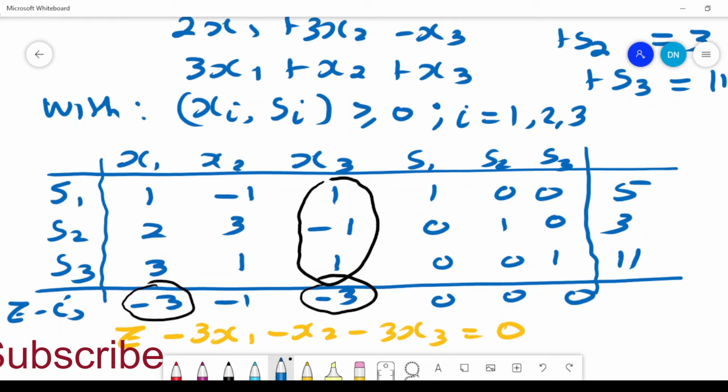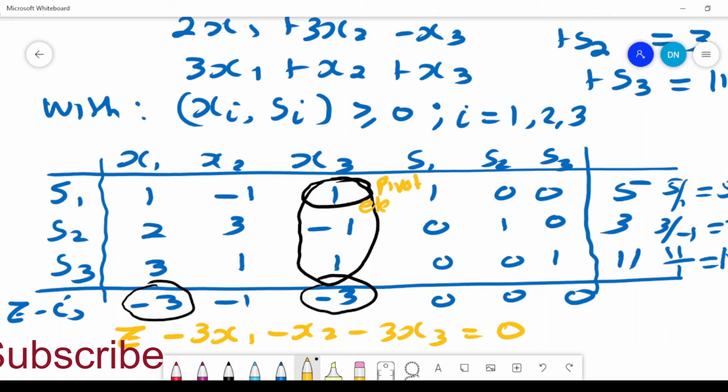And now what do we do next? We take 5, we divide by 1. 5 divided by 1 is 5. Then I take 3 divided by negative 1, which is negative 3. And then 11 divided by 1 is 11. So why am I interested in this? Because I'm getting these ratios to find the lowest. Between these three, 5, negative 3, and 11, 5 is the smallest. I don't want to deal with a negative. So I'm going to pick this value to be very important to me. What does that mean? This becomes the pivot element, and x3 becomes the pivot column.